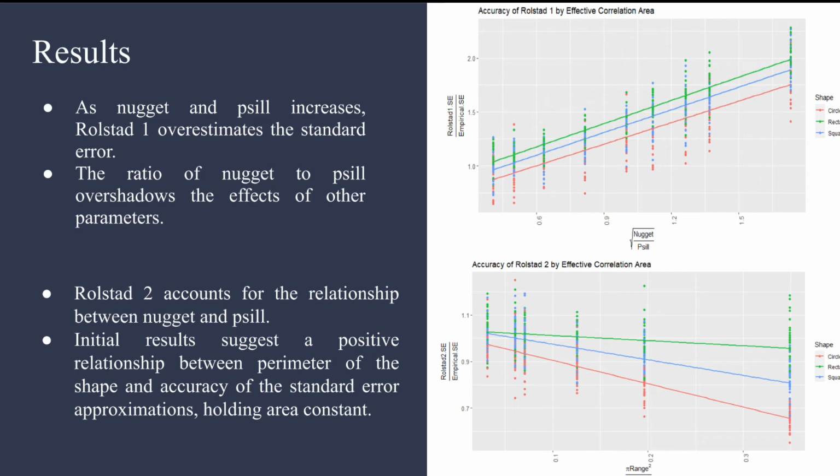The Rolstad 2 estimation accounts for the nugget to sill ratio. However, looking at our second plot, we see that the accuracy of the Rolstad 2 approximation decreases as the ratio of range over area increases, more so as the perimeter of the glacier decreases, holding area constant.